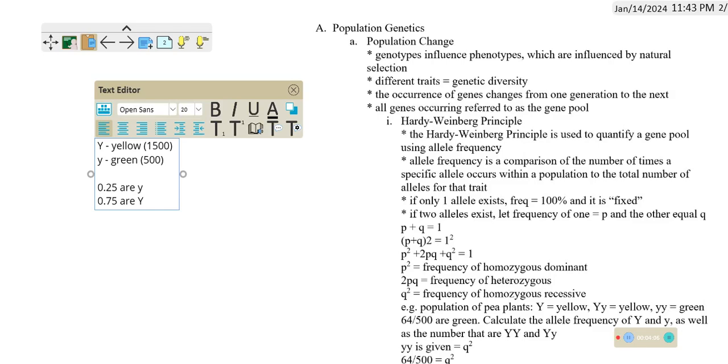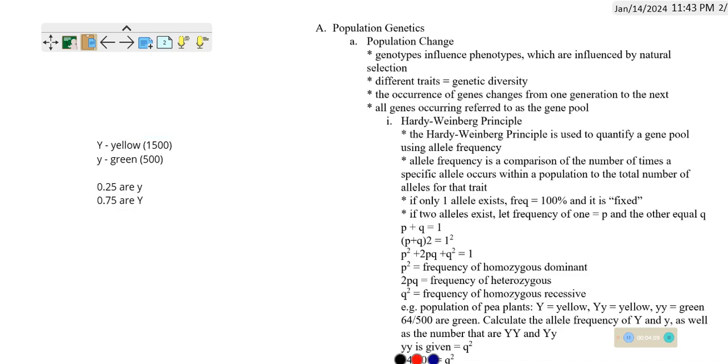Now, a couple things that we should quickly take a peek at here. Number one, if only one allele exists, the frequency is 100%, and we say it's fixed. If there are two alleles that exist, what Hardy and Weinberg said is let's let the frequency of one equal P and the other equal Q. And in this case, P plus Q then has to equal 1. Usually we set P to be the dominant, Q to be the recessive. So in this case, our little example here, this 0.75, that would be P.